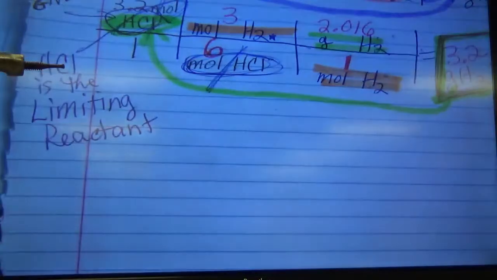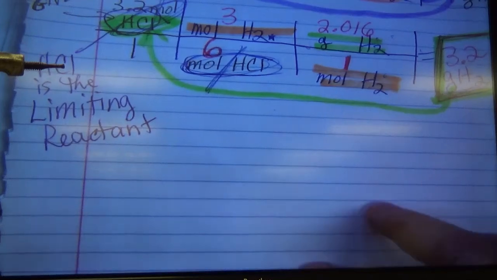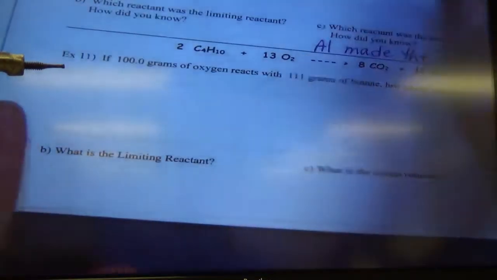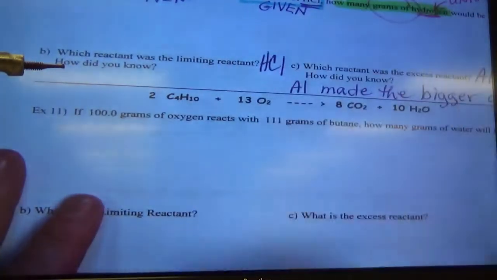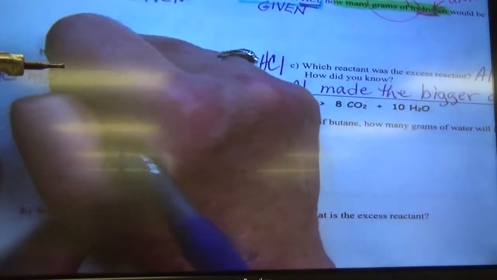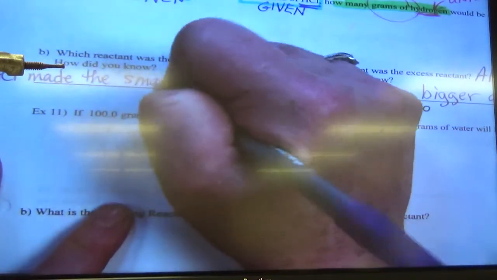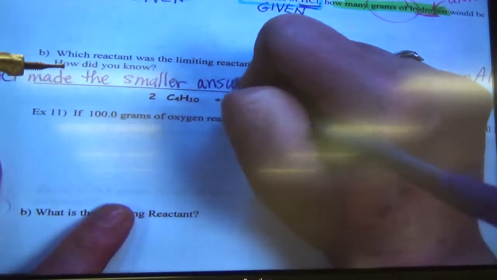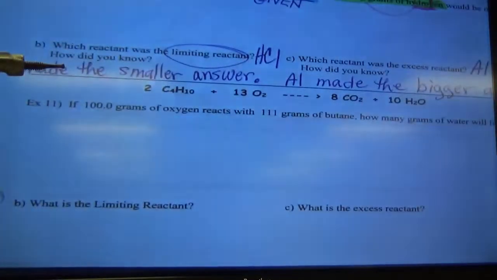Good? HCl is the limiting reactant. Okay, I'm going to write that on the notebook, on the notes paper. HCl is the limiting reactant. How did I know? HCl made the smaller answer. Period. So that's how you know who made who the limiting reactant was.